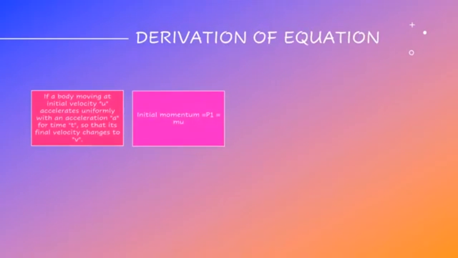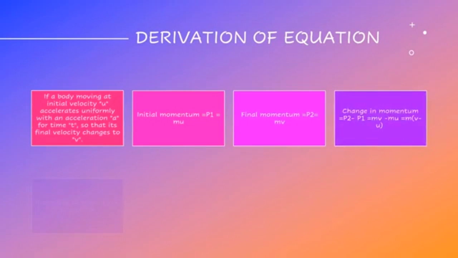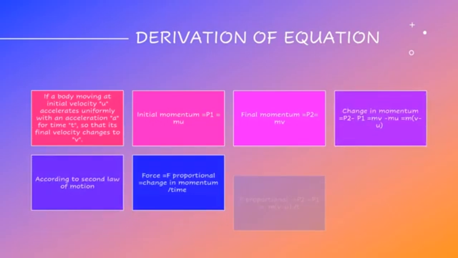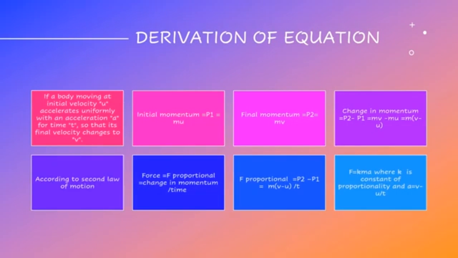Derivation of equation. If a body is moving at initial velocity u and accelerates uniformly with an acceleration a for time t so that it changes to final velocity v, initial momentum is p1 = mu, final momentum is p2 = mv. Change in momentum p2 minus p1 is equal to mv minus mu, and m should be common, so m(v minus u).